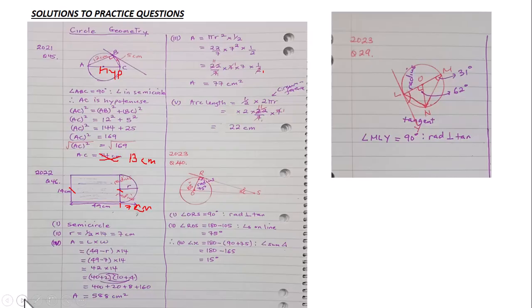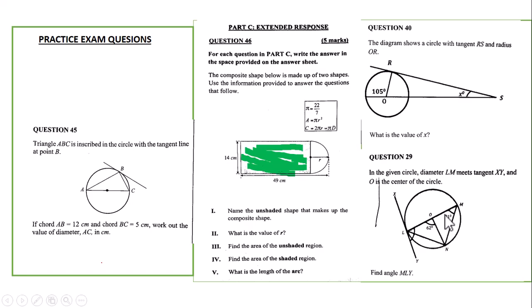Okay, warning. All this information right here, 31 degrees and 62 degrees, they are just distractors. If you do not memorize your circle theorems, you might think that these are important, and then you might go and calculate this and then that and that, which is a waste of time. So memorize your circle theorems and use them to make your life easier in the exam room.